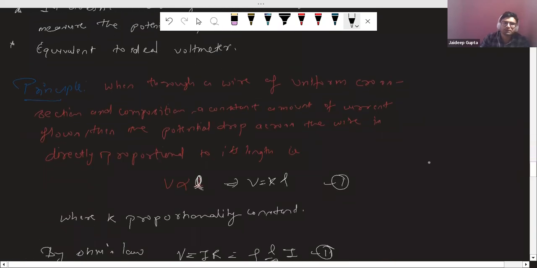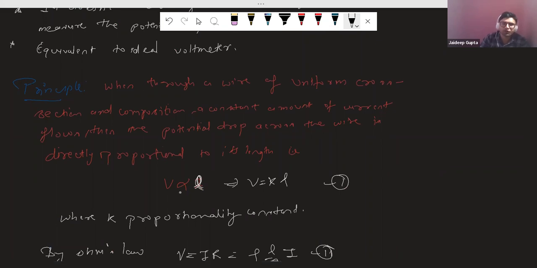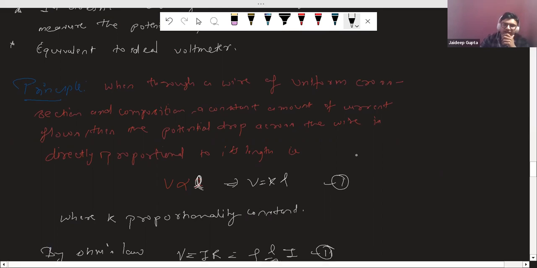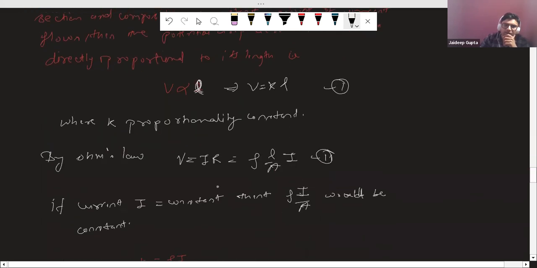The principle is, let it be a wire having uniform cross section and constant current flowing through it. So potential drop is directly proportional to the length, and whenever there is a proportionality sign, you have to use a constant, that is K, known as the potential gradient. So V equals KL. So V equals I R by Ohm's law, and resistance is rho L over A.